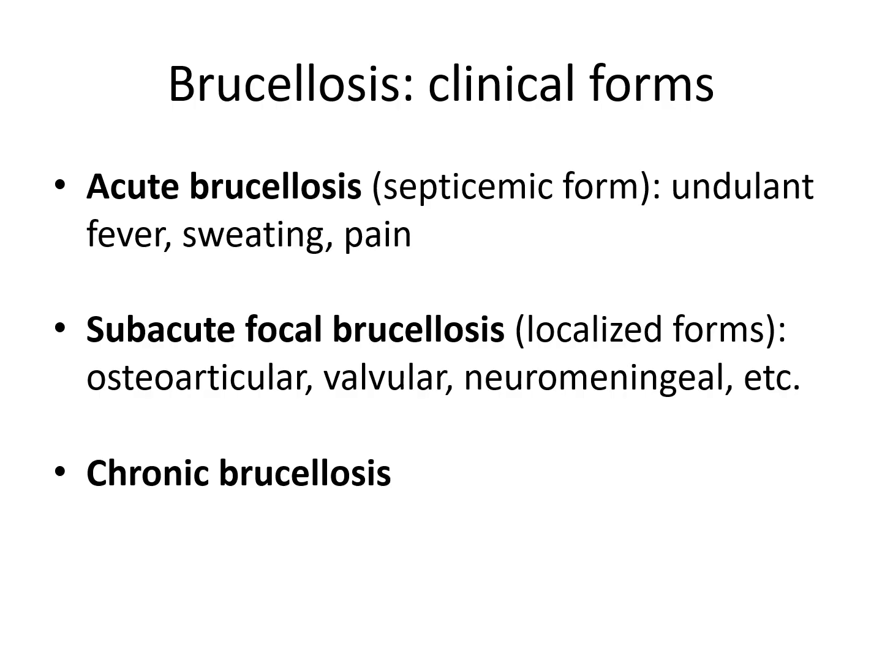Patients typically present with undulant fever, a fever that comes and goes in waves, profuse sweating, and generalized pain. Second, if the infection localizes to a specific organ, we see subacute focal brucellosis. This can lead to complications like osteoarticular infections affecting bones and joints, endocarditis affecting heart valves, or neuromeningeal involvement. Finally, if the infection persists, it can become chronic brucellosis with symptoms lasting for more than a year.